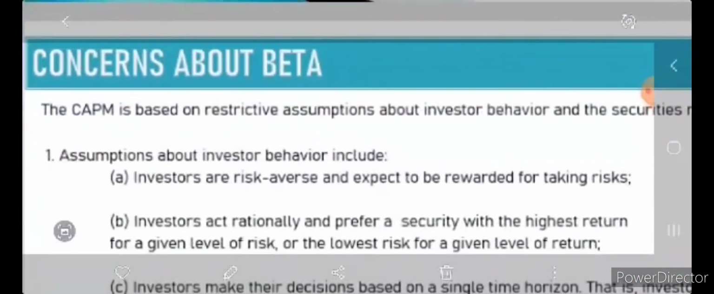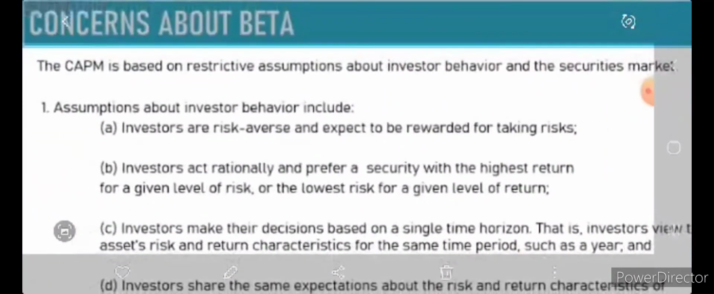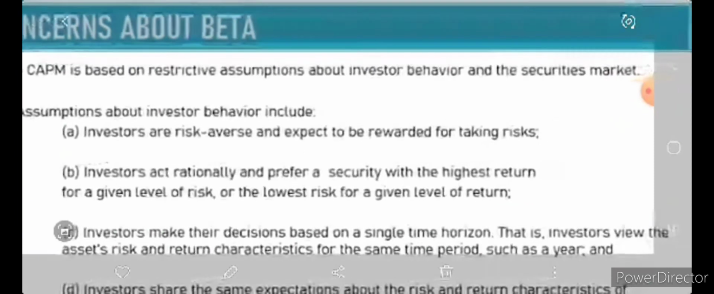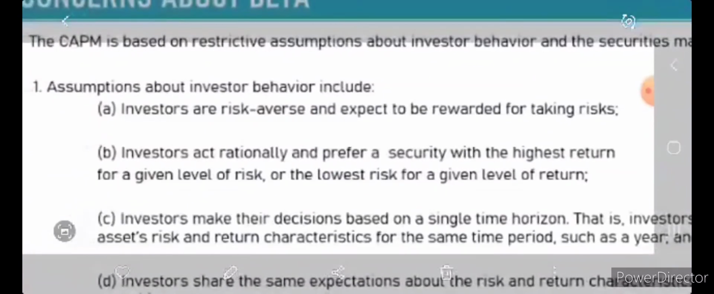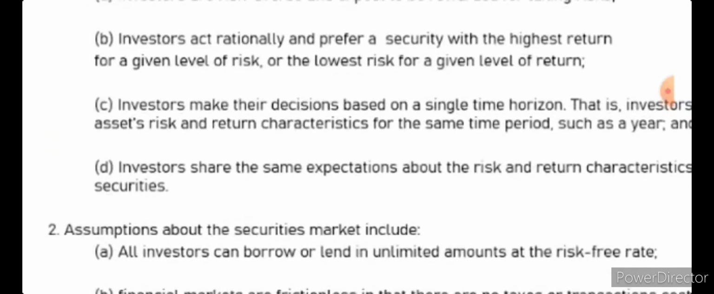There are concerns about beta. The CAPM is based on restrictive assumptions about investor behavior and the securities market. Assumptions about investor behavior include: investors are risk averse and expect to be rewarded for taking risks. Investors act rationally and prefer a security with the highest return for a given level of risk or the lowest risk for a given level of return.